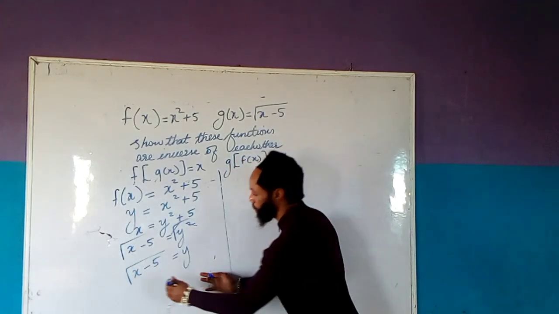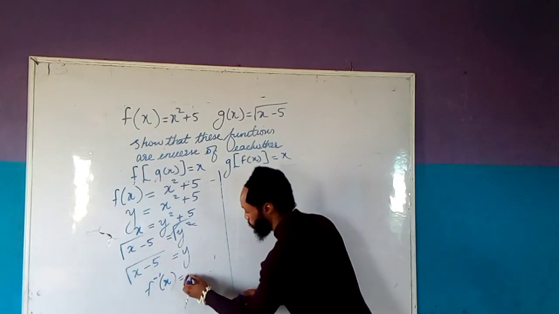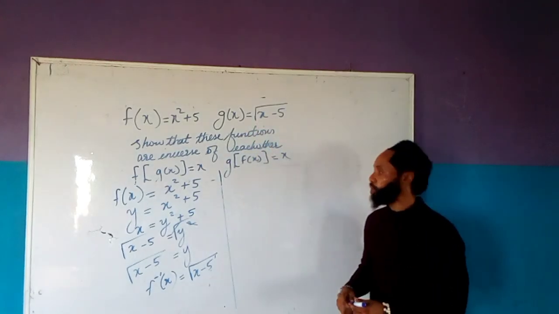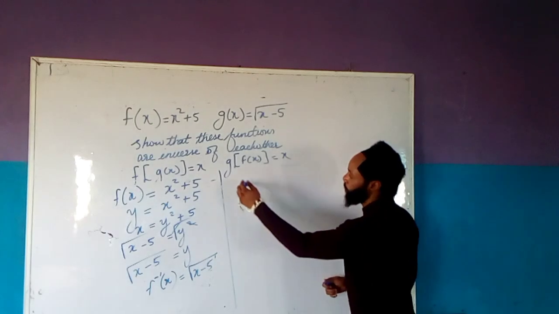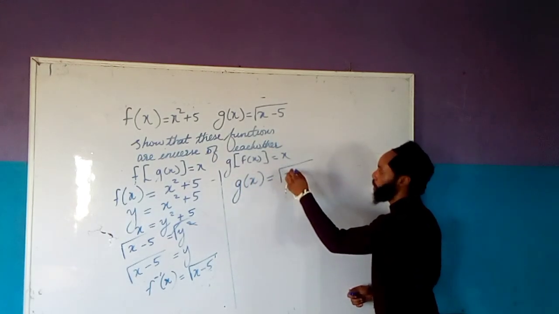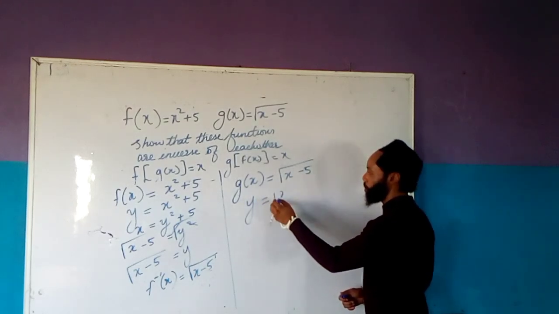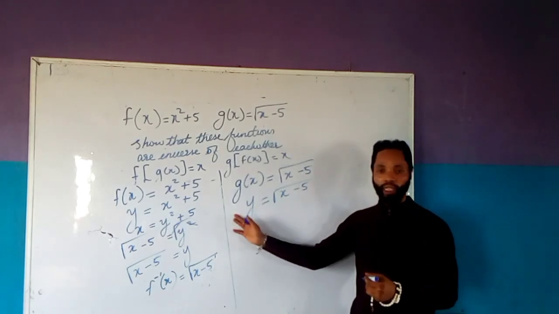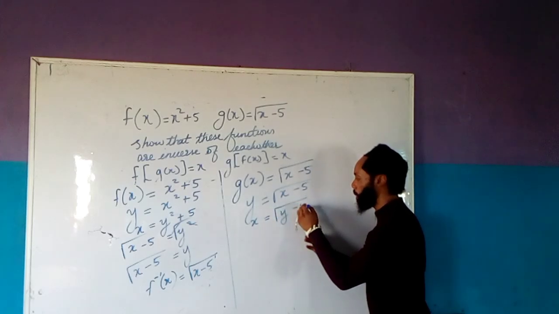Yes, this is the inverse, right? That is the inverse of f, which is the square root of x minus 5, and this is that. So we come straight to the other one. We also want to confirm if this is the inverse. So we write it. g of x is equal to root x minus 5. Now this is our y. You already know that. Now we switch x and y position. So this is x equals the square root of y minus 5.